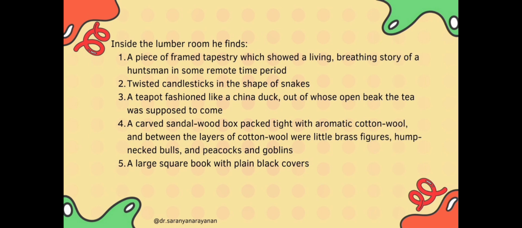Then he finds a sandalwood box inside which there is cotton wool, and it is quite aromatic, and inside this cotton wool he finds that three little brass figures are hidden. He finds a hump-necked bull, a peacock, and a goblin. All these figures are carefully wrapped inside the cotton wool, and it even smells good. Later he finds a large square book, inside which he finds different kinds of birds he has never seen. He goes through the pictures and descriptions of these birds, touching and feeling all these things, and it's quite interesting for this child. This is where he is building his stories. This is where he is able to imagine a story and build it.